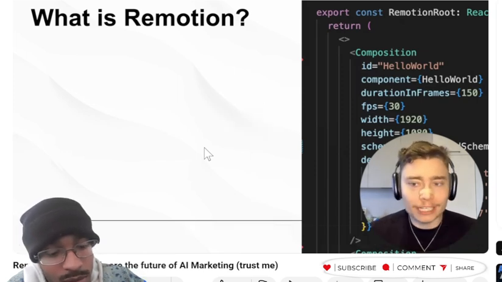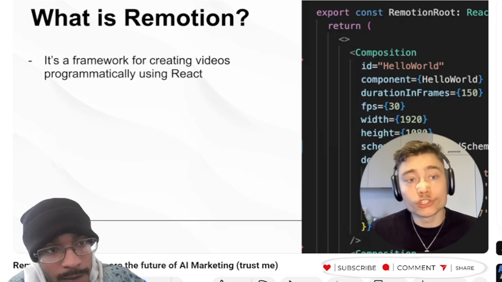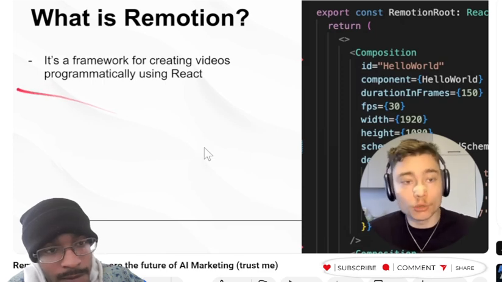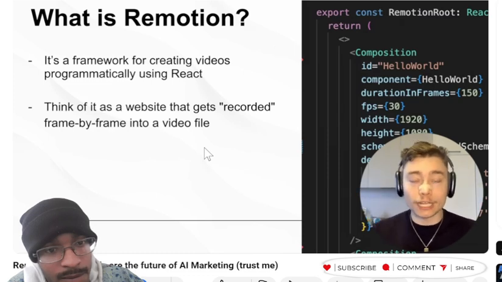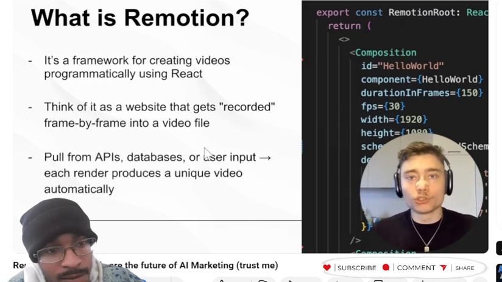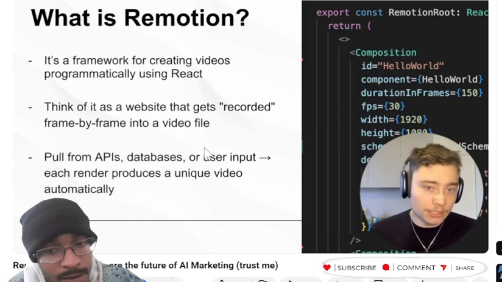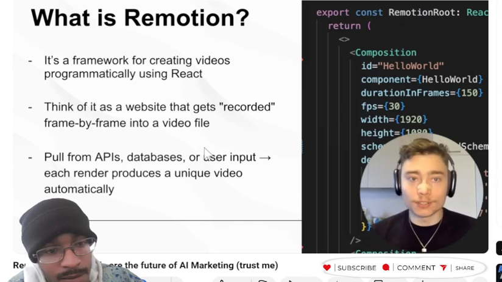Remotion? What's the thing that makes all of this possible? Well, Remotion is a framework for creating videos programmatically using React. And the code looks something like this. You can think of it as a website that gets recorded frame by frame into a video file. So you get the data either from APIs, databases, or user input, and then each render that Remotion makes produces a unique video automatically.